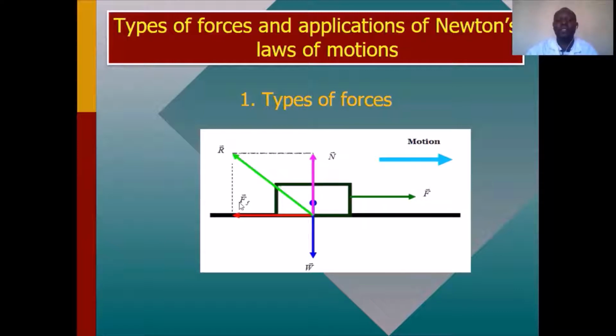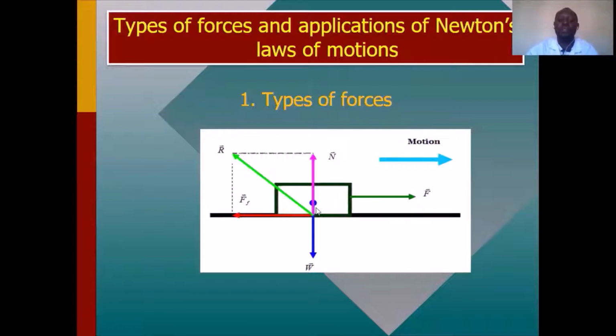The magnitude of friction force depends on the force called weight. The weight is the force due to gravity. So as the weight increases, the more the object is in contact with the surface, and the more the friction force.